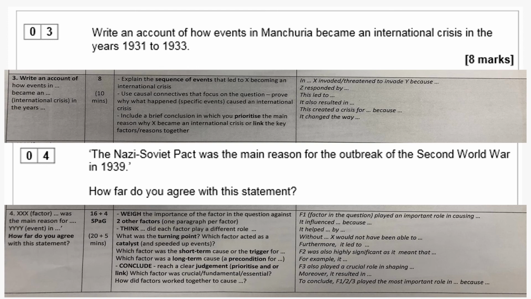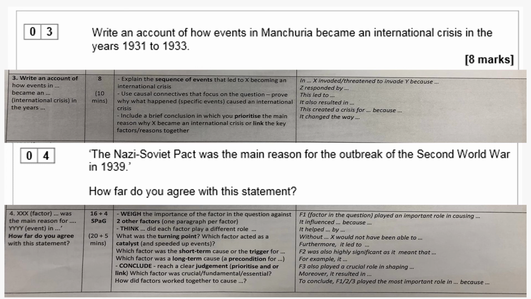Another factor that you can think about, you could say another short-term factor could be that it wasn't the Nazi-Soviet Pact. You could say it was just the invasion of Poland on its own, and signing the Nazi-Soviet Pact didn't mean that Germany had to invade Poland. So ultimately, you could put the blame onto Hitler and his decision to invade Poland. And then you'd say it's crucial as that directly led to the outbreak of the Second World War, because that's why France and Britain declared war on Germany.